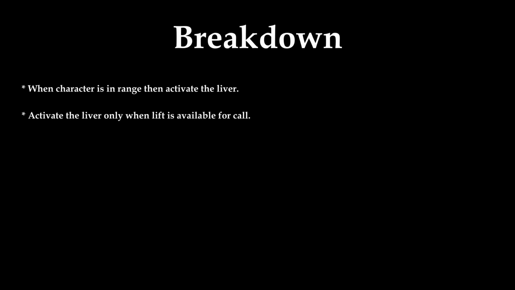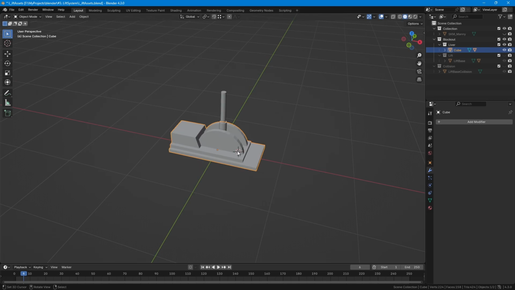So we can divide it into three parts. As when character is in range, activate lever, in which it shows prompt to call the lift. Second, activate the lever only when lift is available to call. And third is when lever is activated, then if player presses the desired key, then call the lift. So before doing that, let's make the lever blueprint.